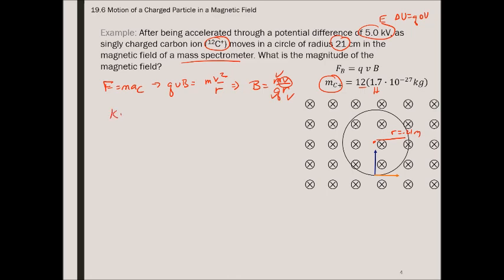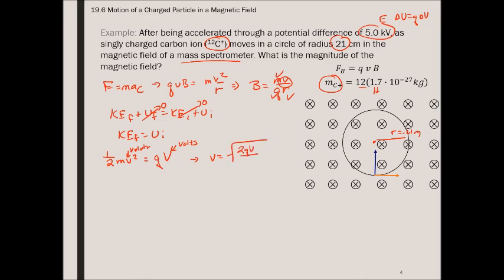Well, we're going to use an energy balance. Kinetic energy final plus U final is equal to kinetic energy initial plus U initial. Presumably it started out with zero kinetic energy because it was accelerated through that potential difference, and it ends up with zero potential energy. So then we have kinetic energy final is equal to U initial, and that's 1/2 mv squared is equal to qV, where this is volts and this is velocity. And then we can solve for our velocity is equal to the square root of 2qV over m.